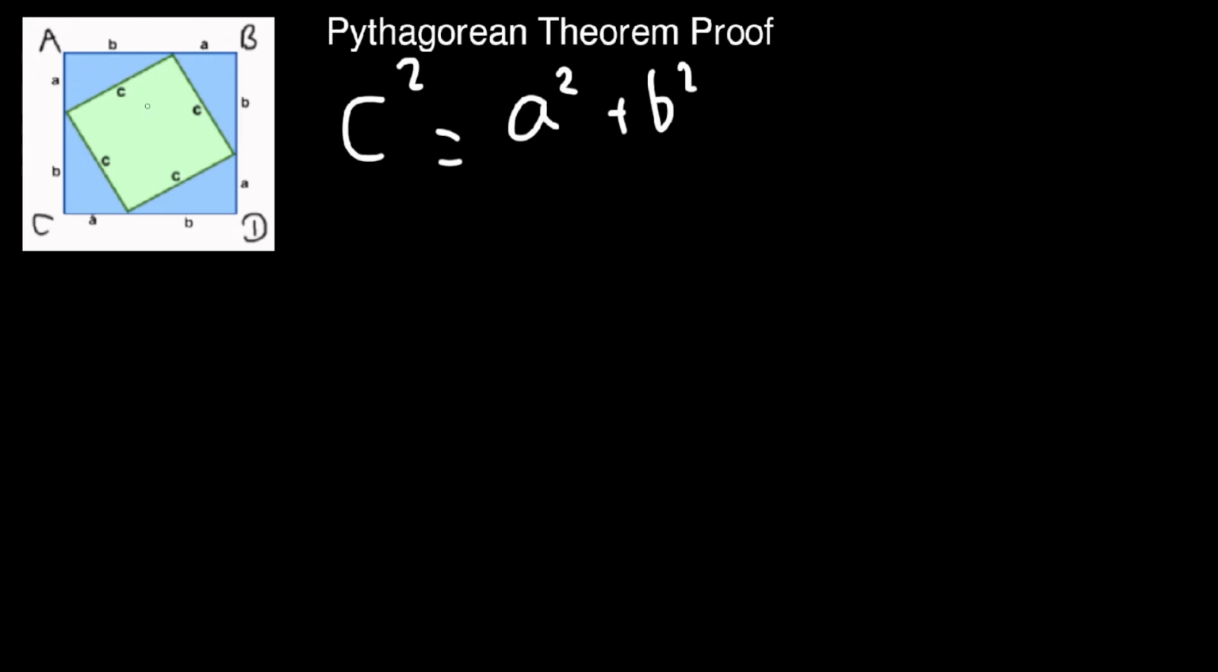I'm gonna subtract the area of the four triangles here, and then we are left with this square here called c squared, which is this one.